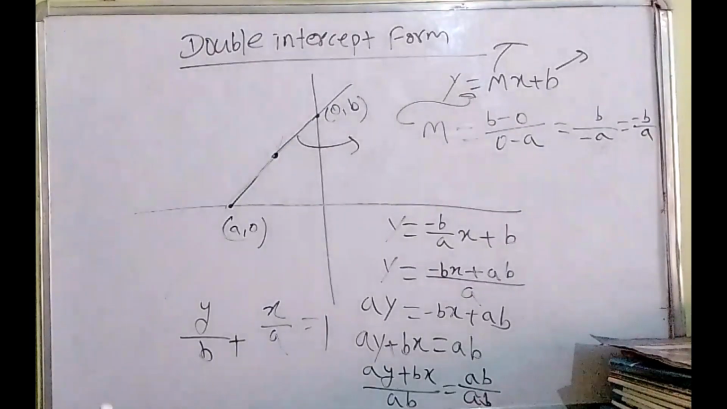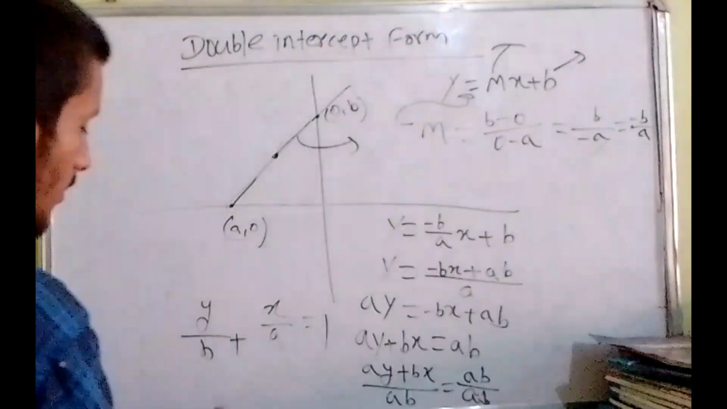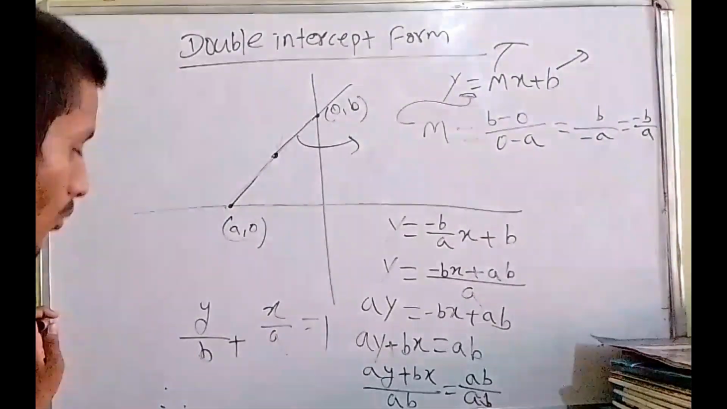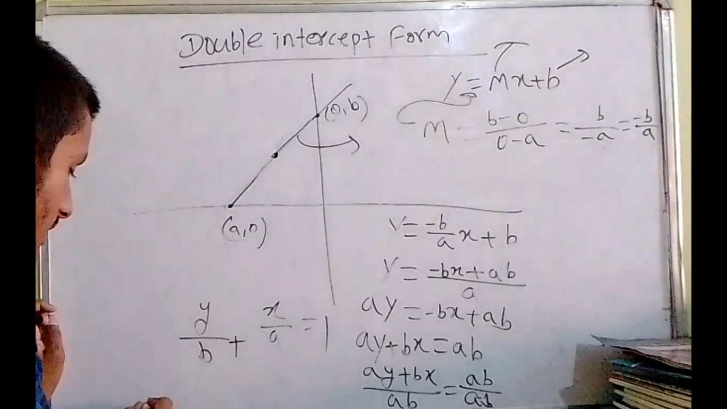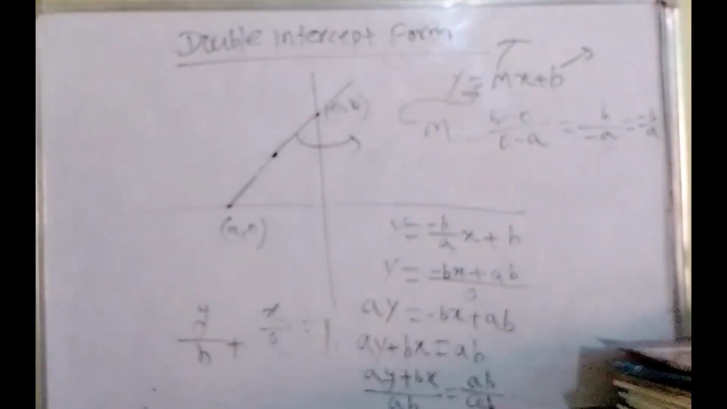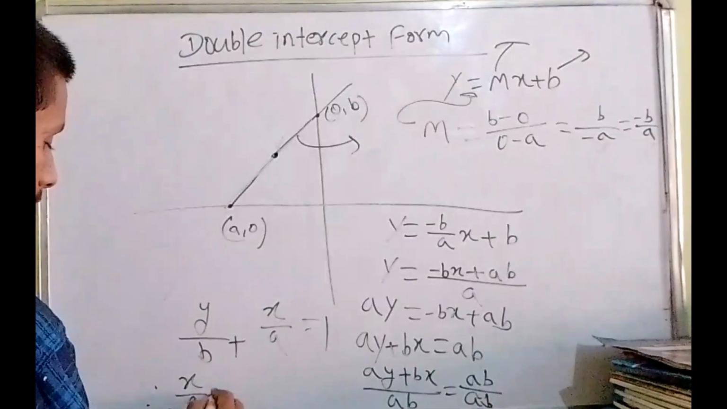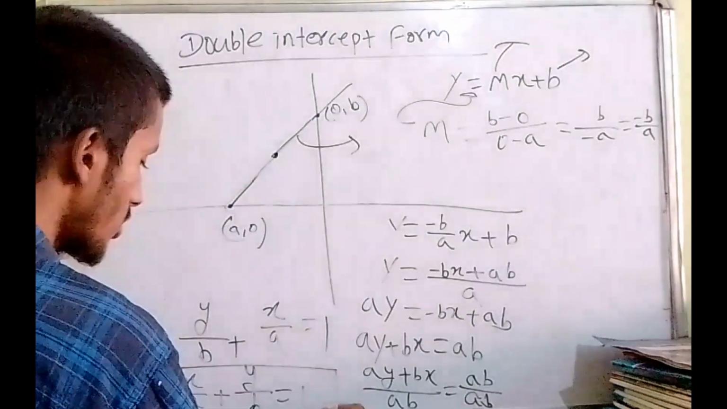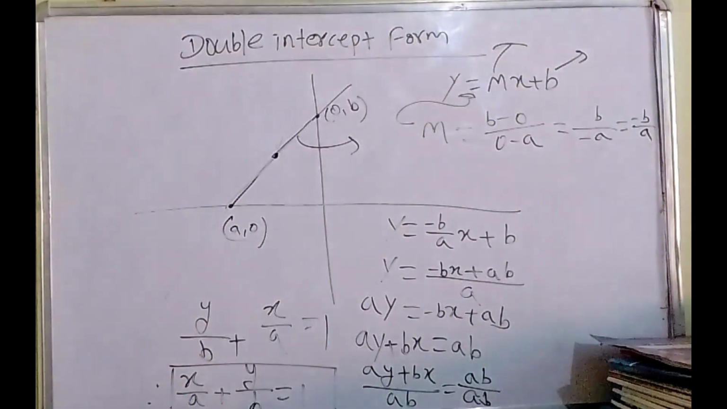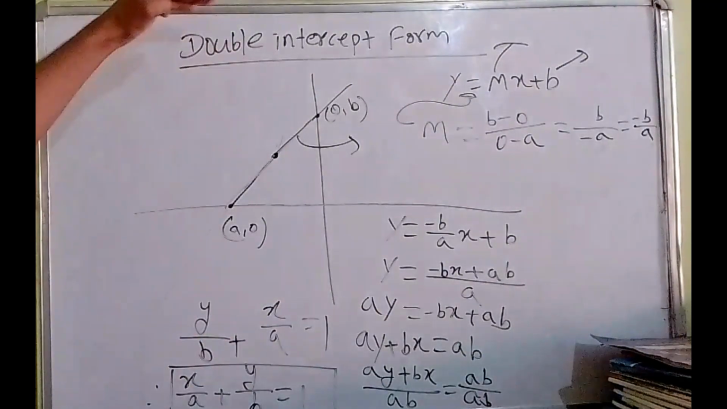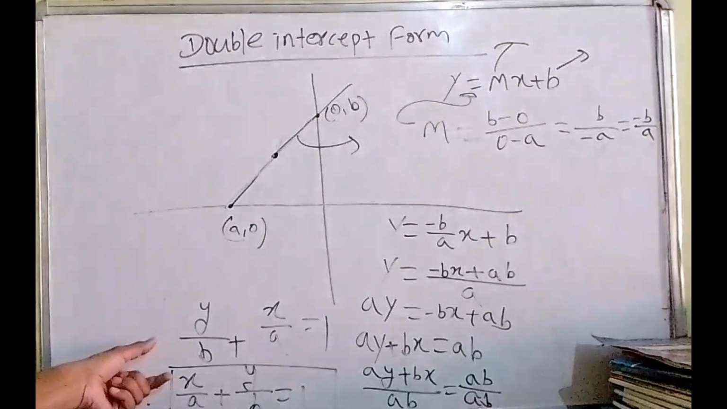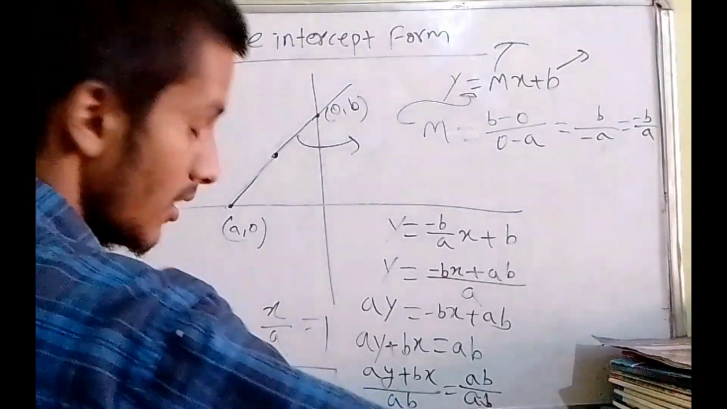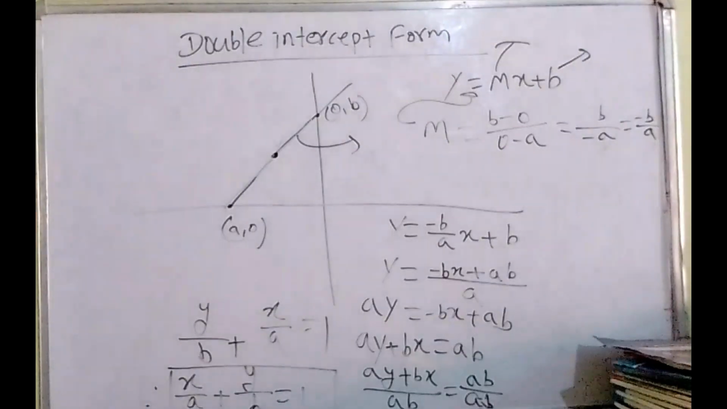So this is why you change it into this, and this is the standard way of writing it. So this will be x over a plus y over b is equal to 1, and this is the form of our equation, the double intercept form: x over a plus y over b is equal to 1.